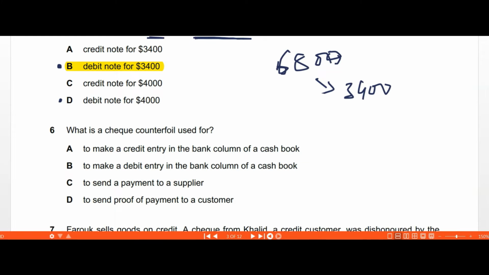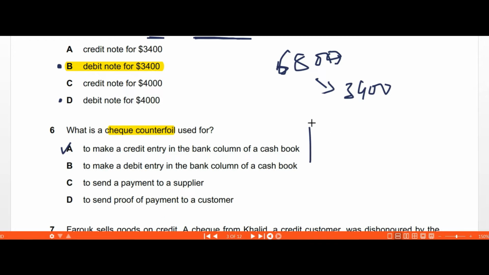Moving on, question 6, what is a check counterfoil? Okay, now a check counterfoil is actually that small part in a checkbook that stays with you once you write the check, and you enter the details of that check in that small part. So part A, to make a credit entry in the bank column of a cash book, exactly this is what it is used for. To make a debit entry, there's no need even to look at the other options because we know this is what it does.